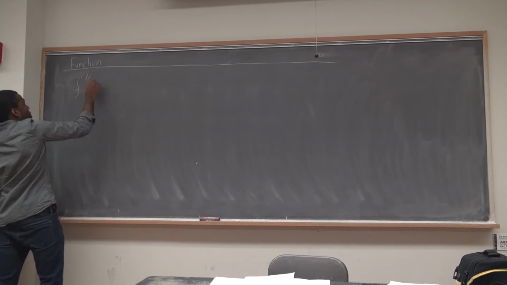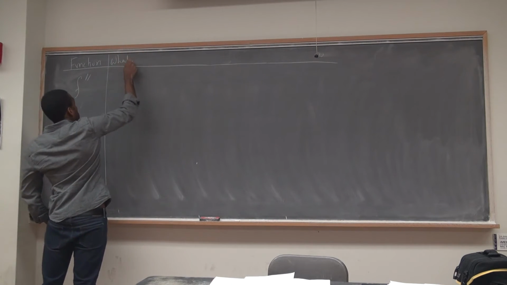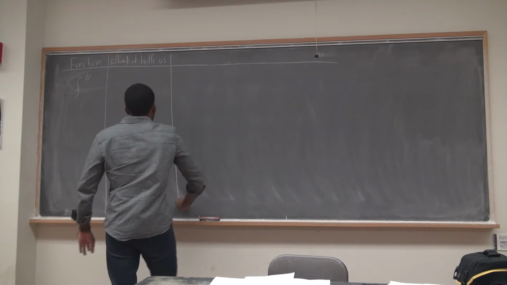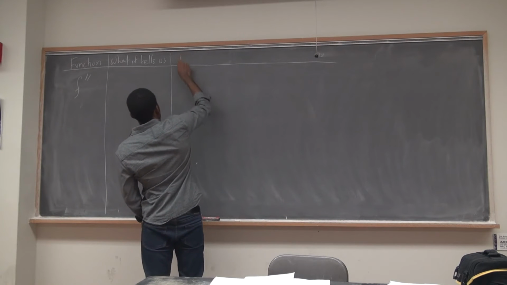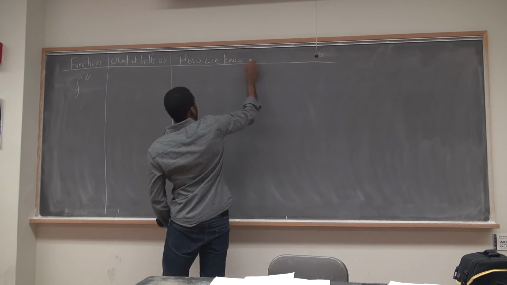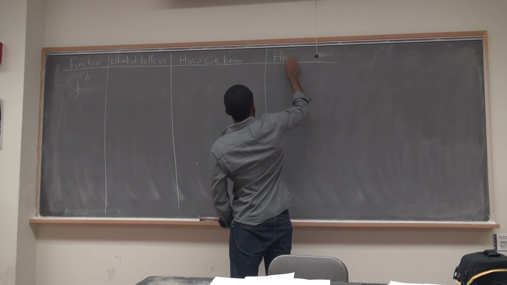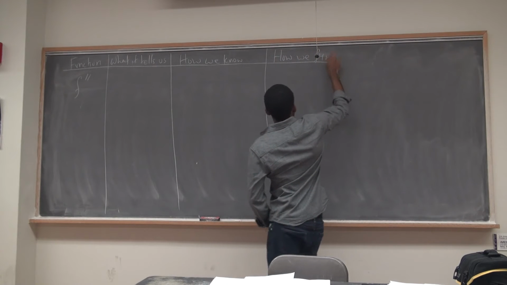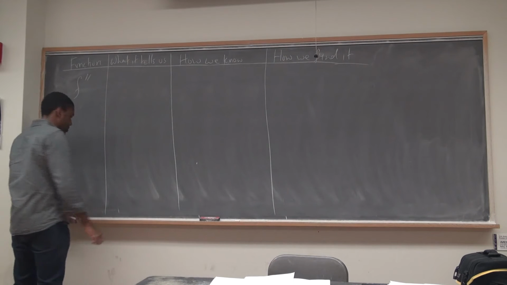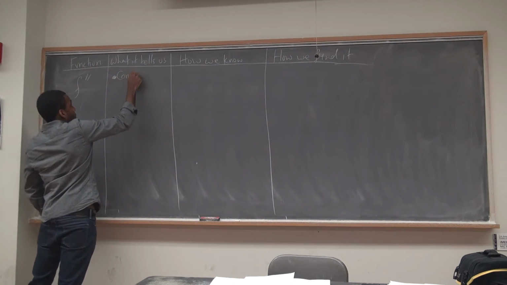Definition, now I'm talking about the second derivative. We talk about what that tells us, how we would know that that's what it's telling us, and how we find it. So what does the second derivative tell us about? Concavity and inflection.